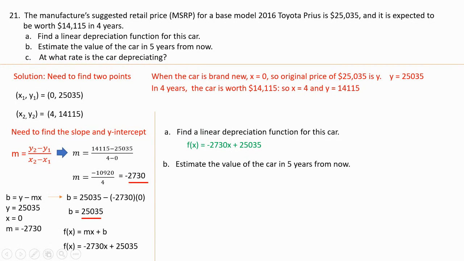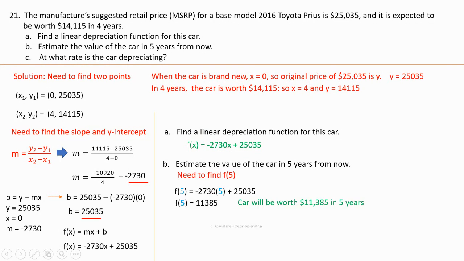Okay. Now for part B, we're gonna evaluate the value of the car in 5 years from now, which means I'm gonna evaluate f of 5, which means I'm gonna plug in 5 for every x, which is right there where the x value is. So f of 5 is 11,385. So this is the answer for part B. The car will be worth 11,385 in 5 years.